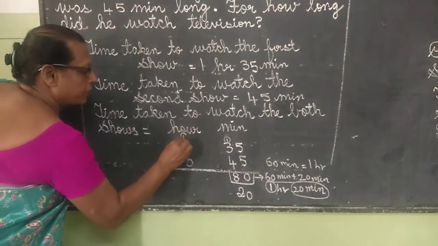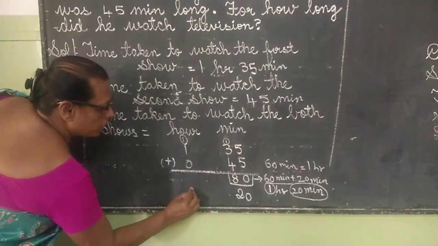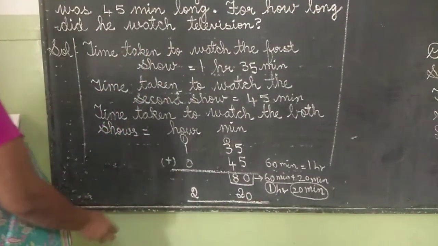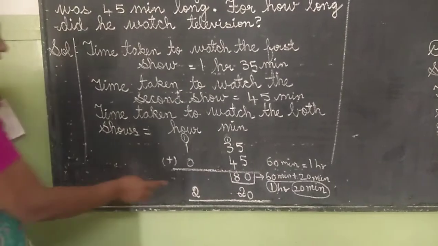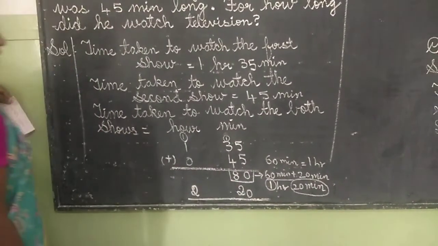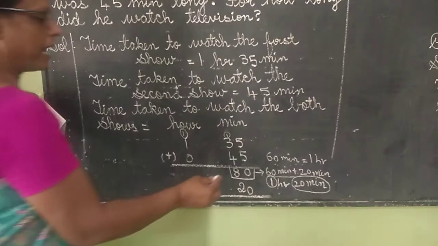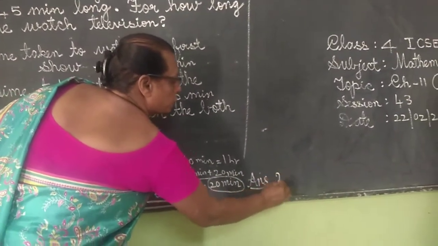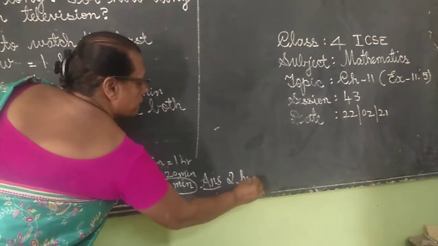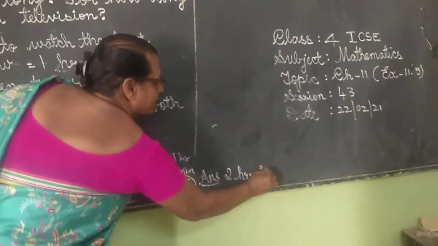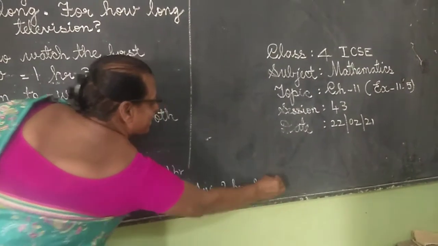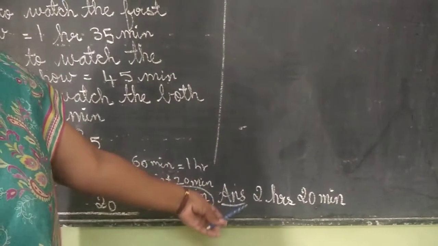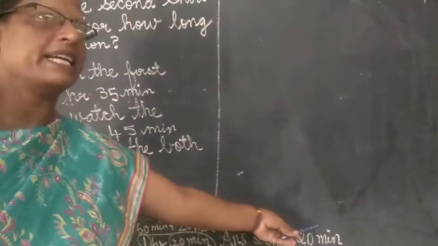So 1 plus 1, how much? 2. So what's the answer, children? 2 hours 20 minutes. He watched how many hours, children? He watched 2 hours 20 minutes. Yes, children, for how long did he watch, children? He watched 2 hours 20 minutes.